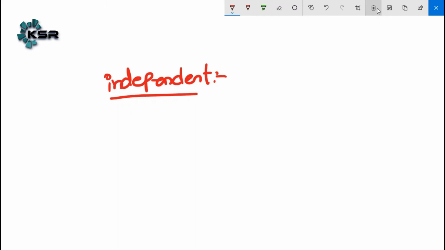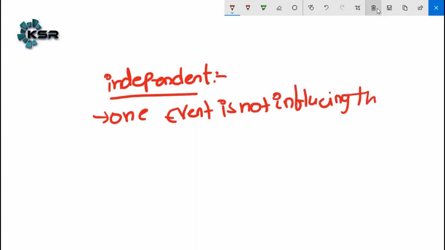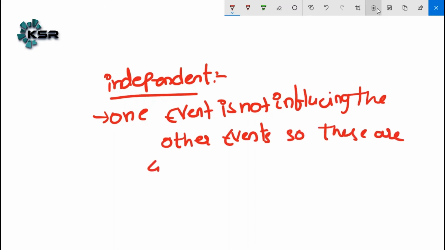So one event is not influencing the other event. Assume that you are one event and your father is another event; your father is not influencing you. So one event is independent of the other event. Those are called independent events. One event is not influencing the other. So these are called independent events.